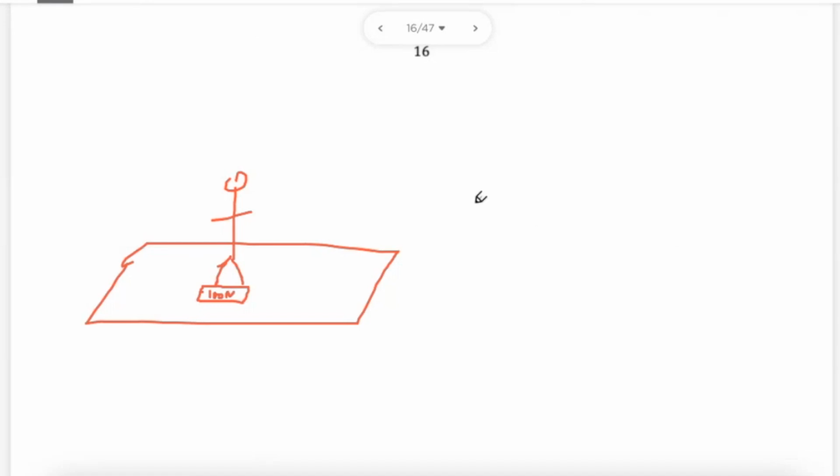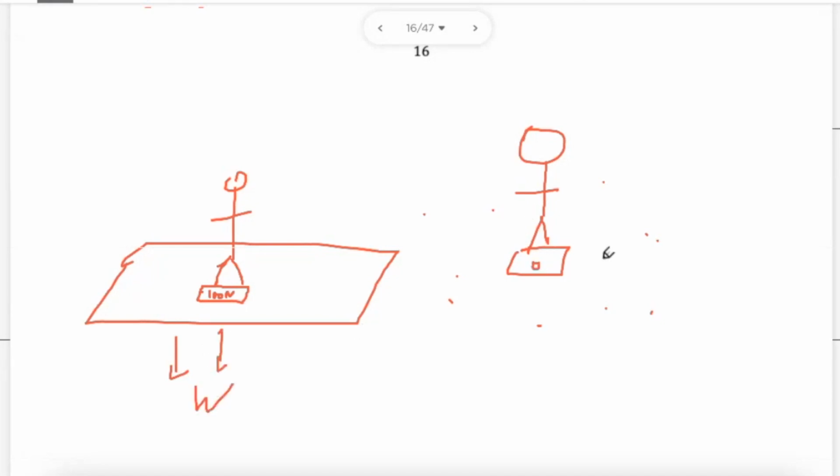However, what if I am in space and I am standing on a scale in space? There's nothing around me. What will it say? Less. There's no gravity pulling down, because obviously gravity pulls down, right? In space, that should say 0.